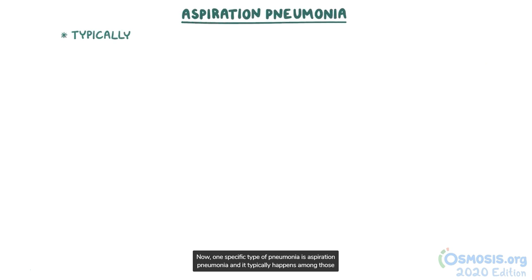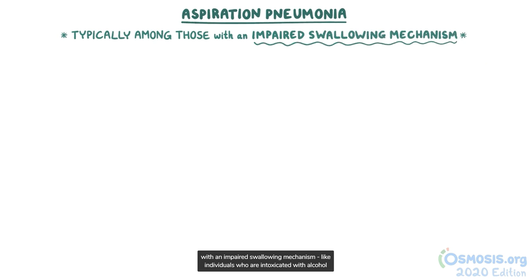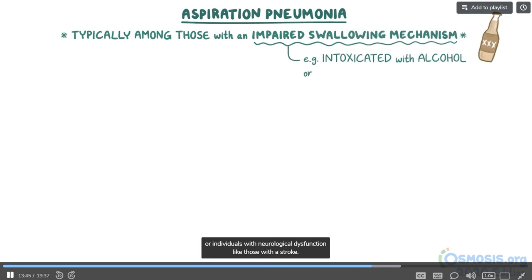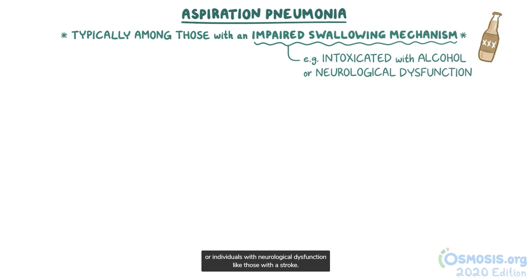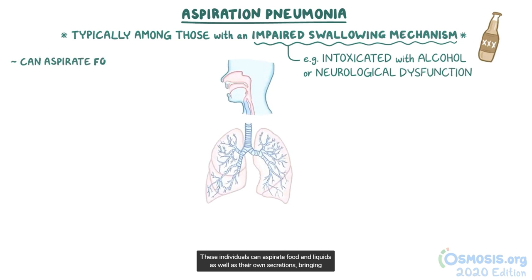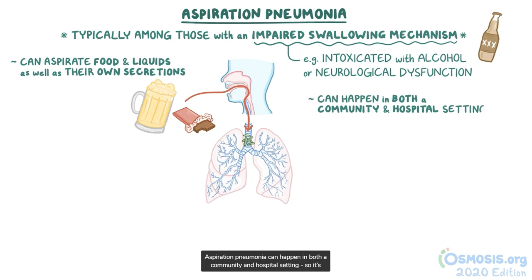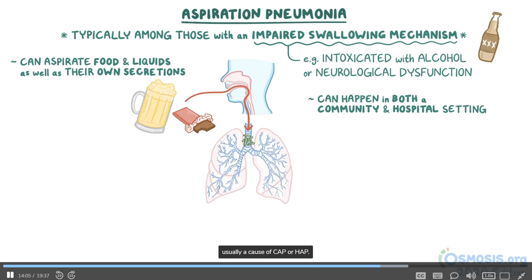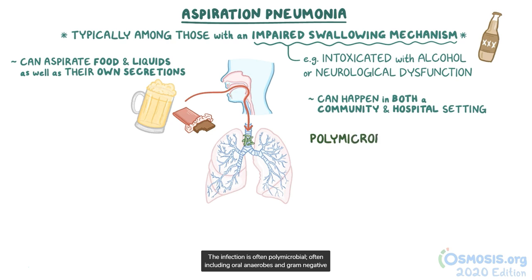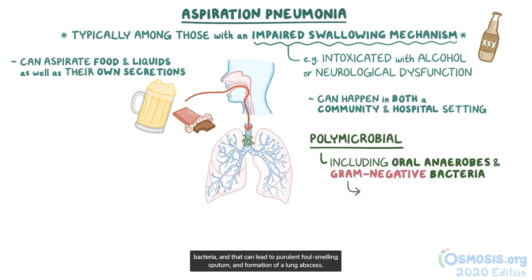Now, one specific type of pneumonia is aspiration pneumonia, and it typically happens among those with an impaired swallowing mechanism, like individuals who are intoxicated with alcohol or individuals with neurological dysfunctions like those with a stroke. These individuals can aspirate foods and liquids as well as their own secretions, bringing oral flora deep into the airways, causing the aspiration pneumonia. Aspiration pneumonia can happen in both a community and hospital setting, so it's usually a cause of CAP or HAP. The infection is often polymicrobial, often including oral anaerobes and gram-negative bacteria, and that can lead to purulent, foul-smelling sputum and formation of a lung abscess.